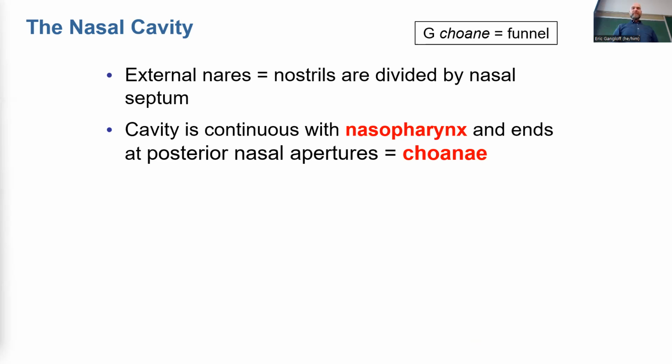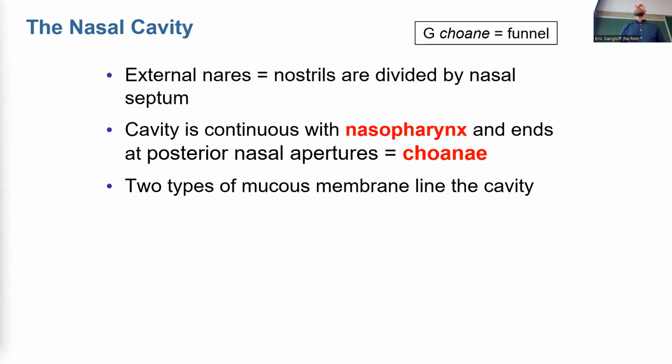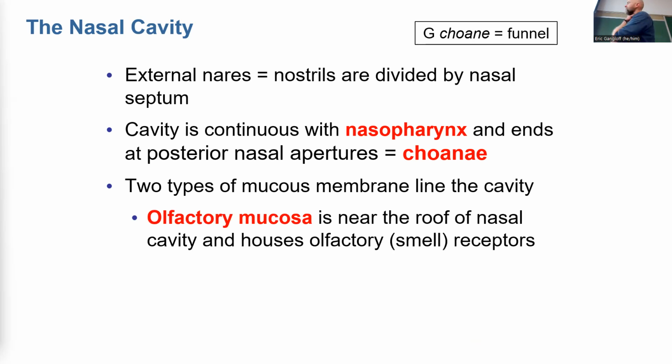This cavity, your nasal cavity, is continuous with the nasopharynx and ends in the back at these structures called choanae. Let me show you that on a diagram in just a second. The nasal cavity is lined with two different kinds of mucous membranes. One is called the olfactory mucosa, and that is at the most superior aspect of the nasal cavity, and that's where those smell receptors are. Remember, those are specialized sensory cells that can sense chemicals in the air, and they deliver that message to your brain via one of your cranial nerves.